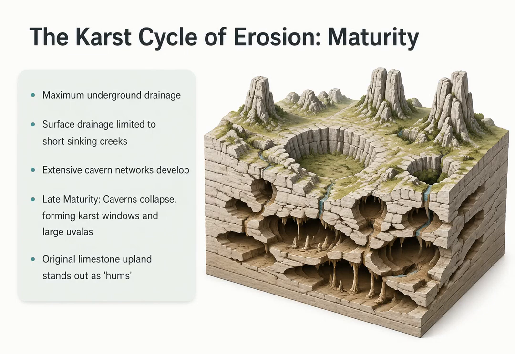As time passes, the landscape enters the maturity stage. Here, underground drainage reaches its absolute maximum. Surface streams are rare, limited to short creeks that quickly vanish into swallow holes. This is the era of extensive, complex cavern networks. As we move into late maturity, these features actually begin to decline. Cavern roofs collapse to form karst windows and massive uvalas, leaving only detached, isolated towers of the original limestone upland standing out, which we call hums.